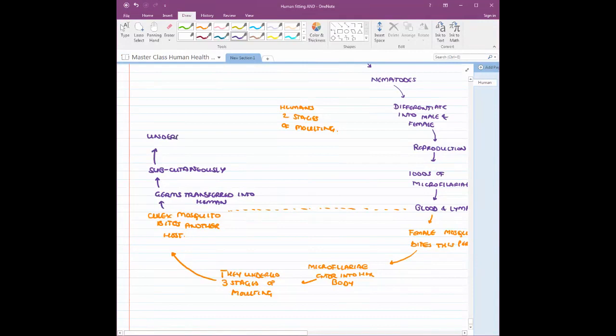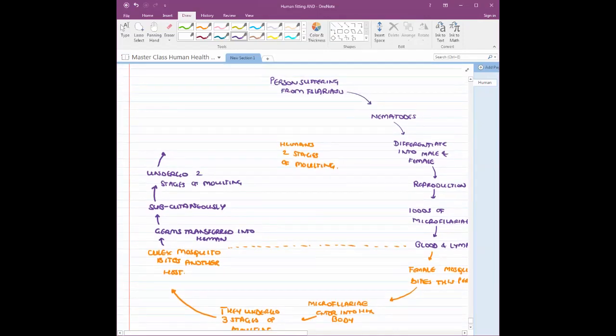Now, in the human, they undergo two stages of molting, like I said. This can take some time, guys, over 1 year. So it's a very, very slow process. But after 1 year, what are you going to see? Immediately, these germs start attacking the lymphatic system.